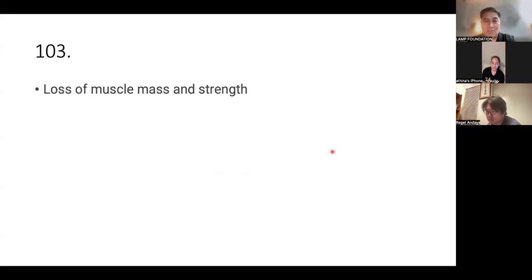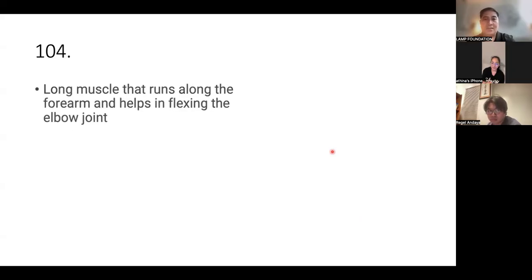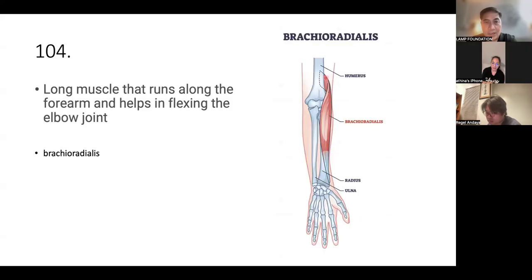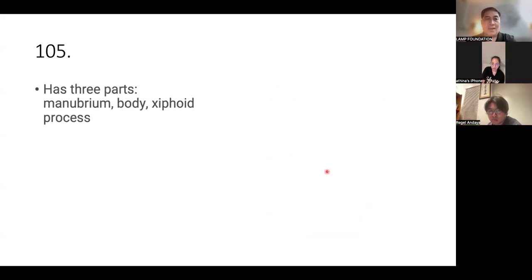What do you call the loss of muscle mass and strength? It's called atrophy. Long muscle that runs along the forearm helps in flexing the elbow joint. It's called the brachioradialis. Okay, this is your brachioradialis. It starts from the humerus, that's why it's called radialis. It goes to the radius. See?